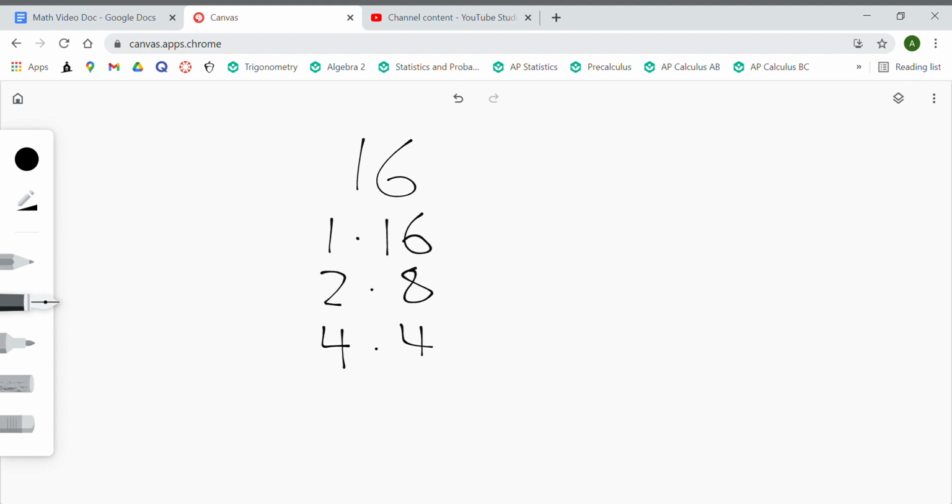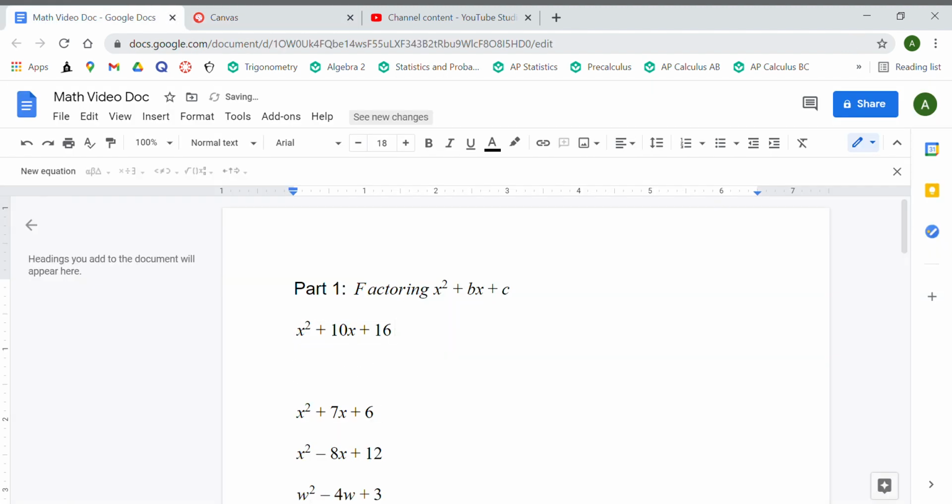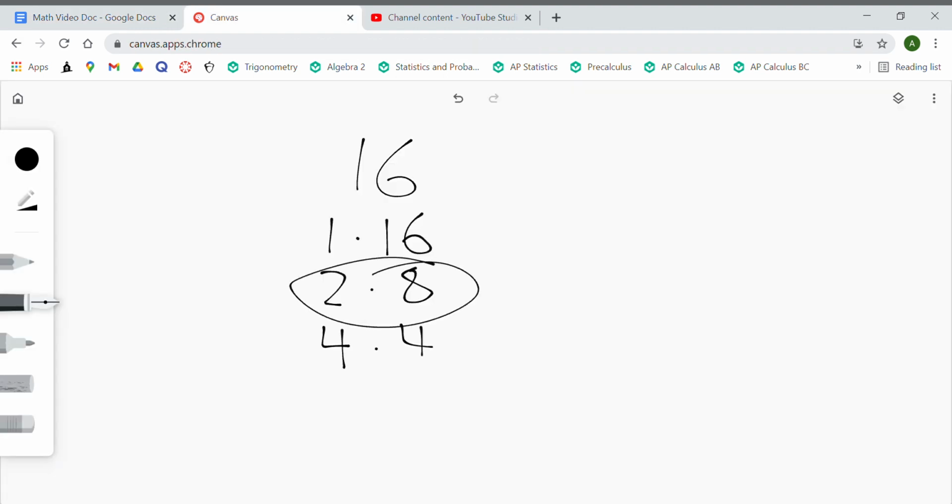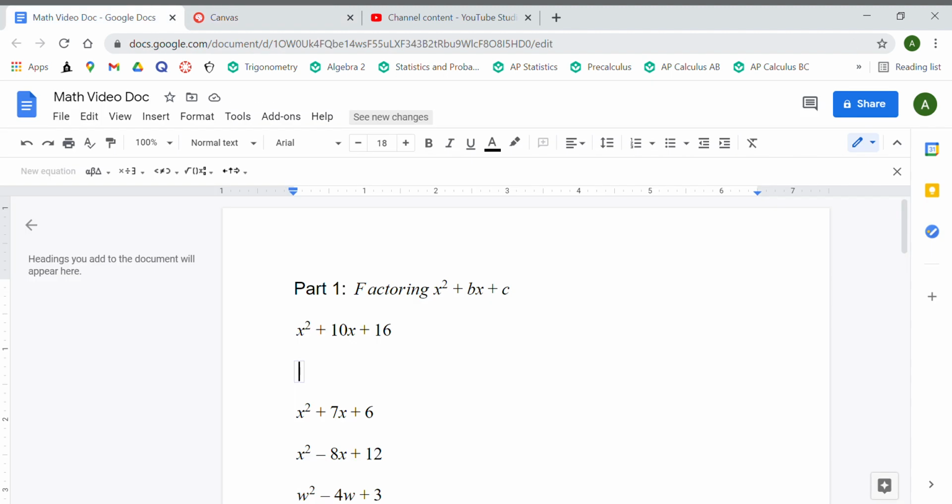All right, so the way we can do this, we take those factors and just plug them in. We put x plus 2 over here, and x plus 8 over here. Note that they are both positive because the sign right next to the b value is positive. And because this is positive, we're working with the same signs here. So that's what we're working with. Why don't you try this one out?